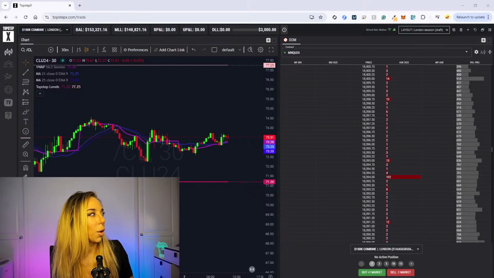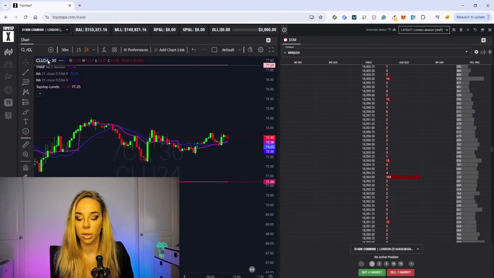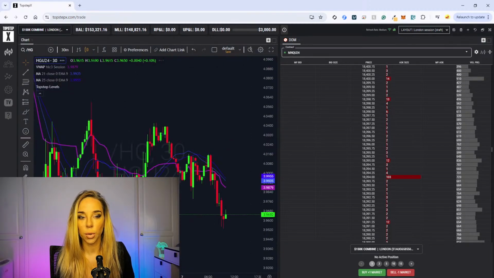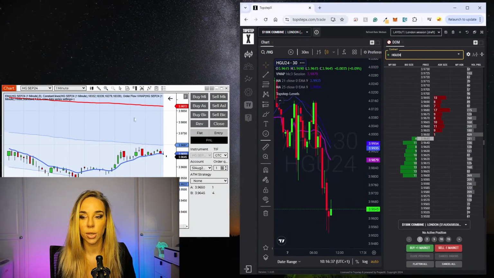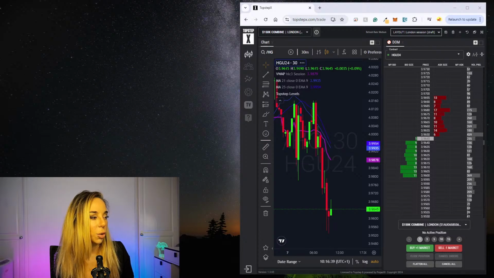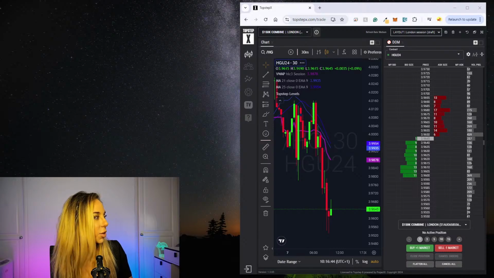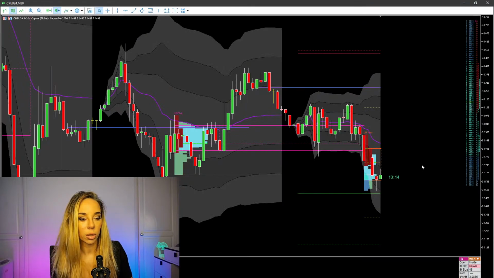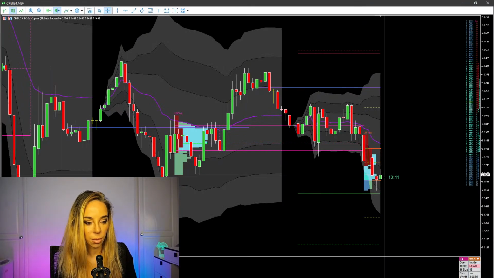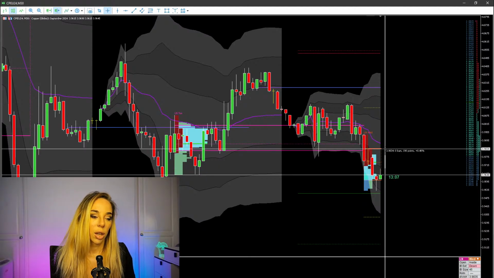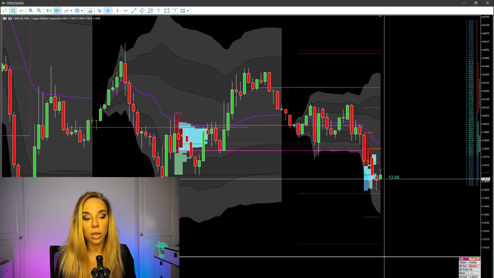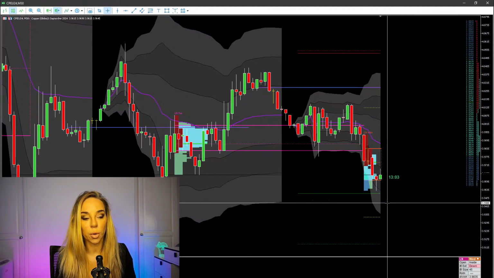What am I thinking about copper? Nothing yet. There were single prints left behind. Let me just change this in case I do want to do something with it. But last time I looked, it was not doing much. We are away from levels that I wanted to see, and right now it seems to be taking out the single prints. I don't have a level here. This is just chopping around in the middle of nowhere.